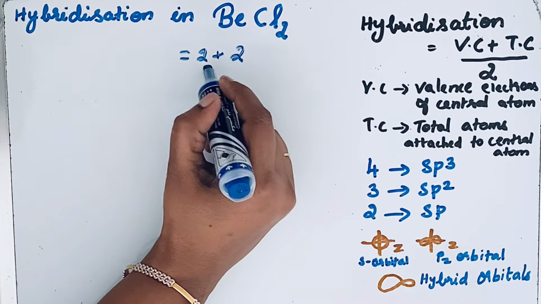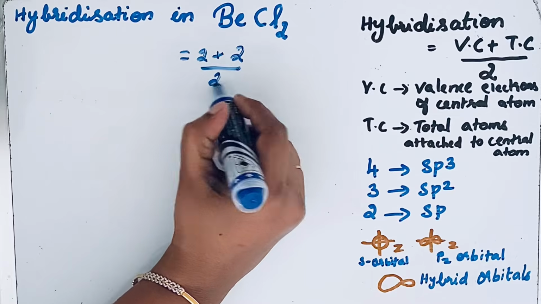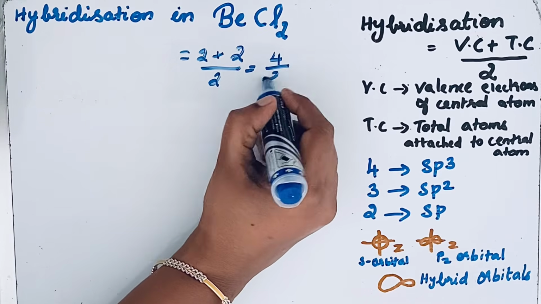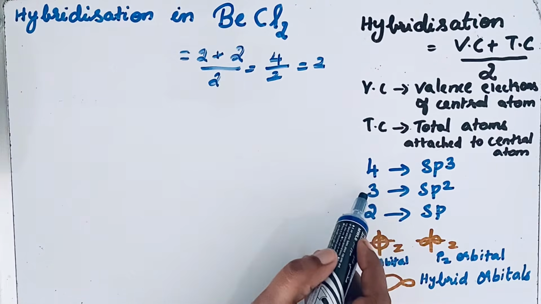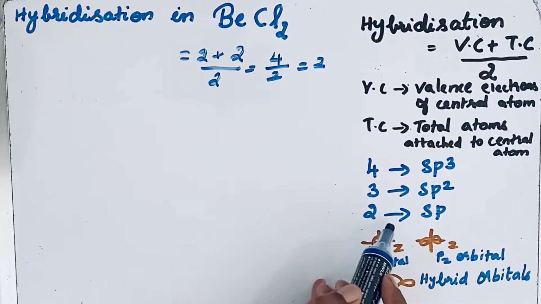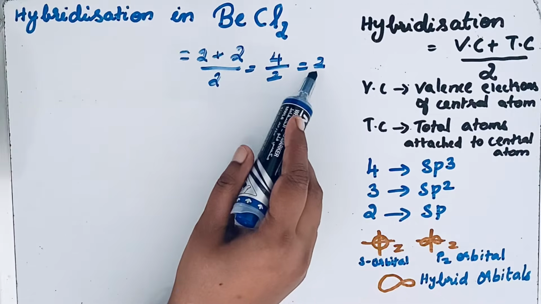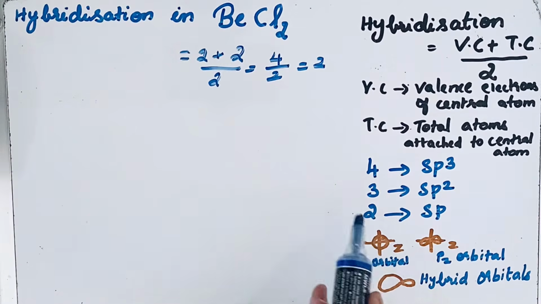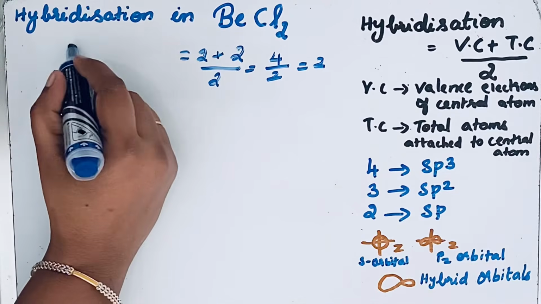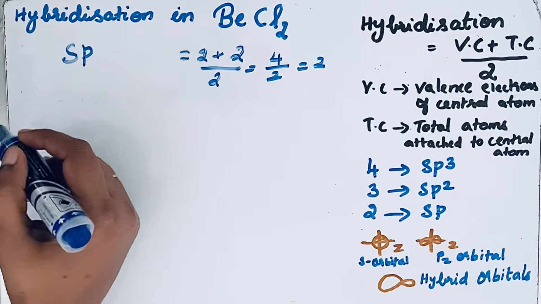So 2 plus 2 by 2. We will get 4 by 2, that gives 2. If it is 4, sp3 hybridization, 3 sp2 hybridization, 2 sp hybridization. Since we got 2 here, the hybridization in BeCl2 is sp hybridization. So hybridization is sp hybridization.